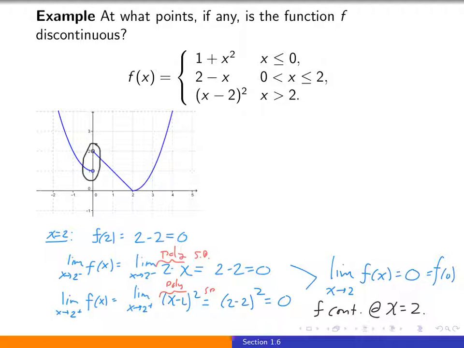So in the beginning, our observation is that the only 2 points we would have to worry about for continuity are these connecting points, 0 and 2. We've seen that the function is continuous at 2 and discontinuous at 0. So the final answer here would be discontinuous at x equals 0.